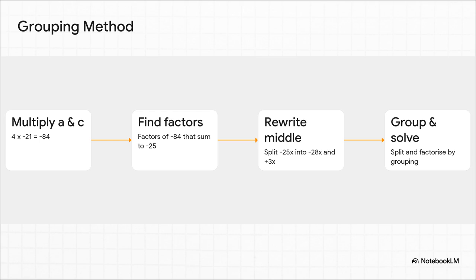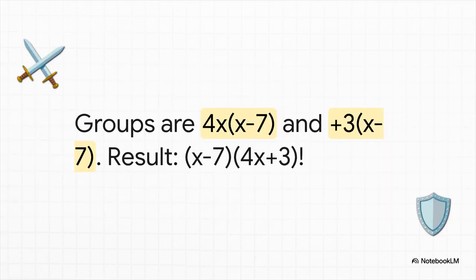Step 3. Now don't jump straight to the brackets yet. We actually use these two numbers to rewrite our middle term. We split that -25x into -28x and +3x. And step 4. We split the whole equation right in half and factorize it by grouping. Let's execute that combo move step by step.